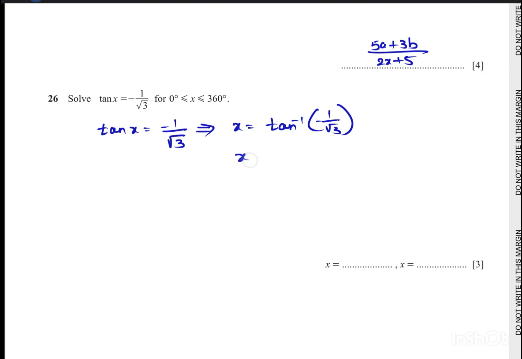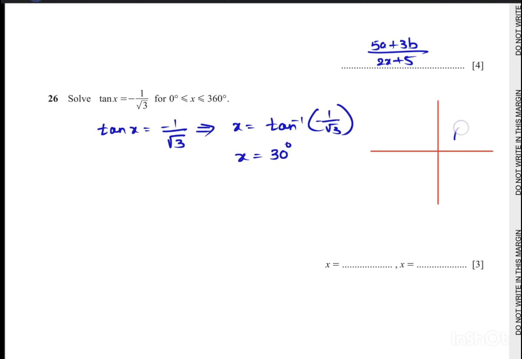So x value will be, we cannot take negative value because the range is between positive numbers, that is 0 to 360. So tan inverse of 1 by root 3 will be 30 degrees, because tan 30 is 1 by root 3. So now when x is 30 degrees, we have to find out the values of x taking into consideration the negative value minus 1 by root 3.